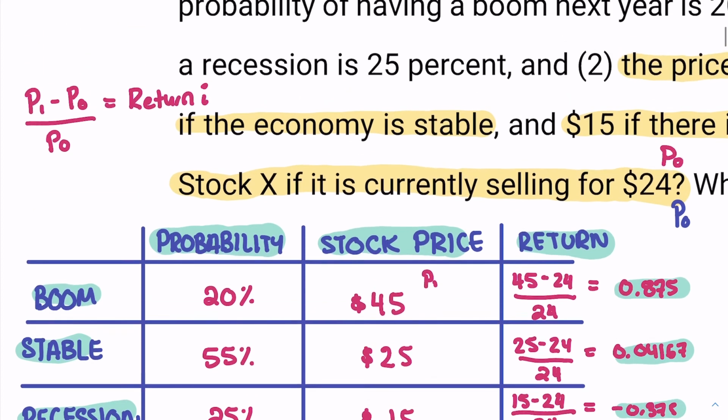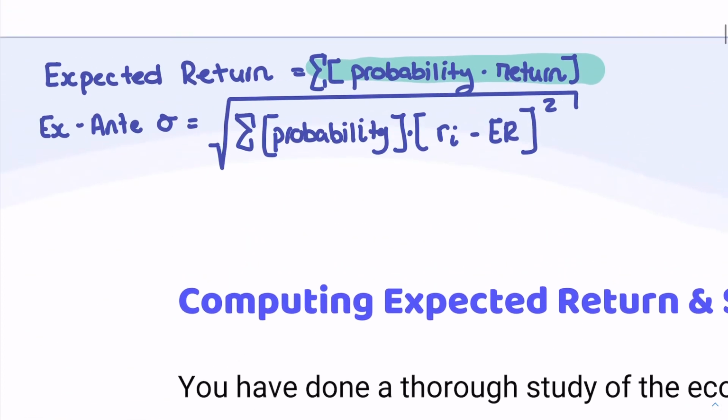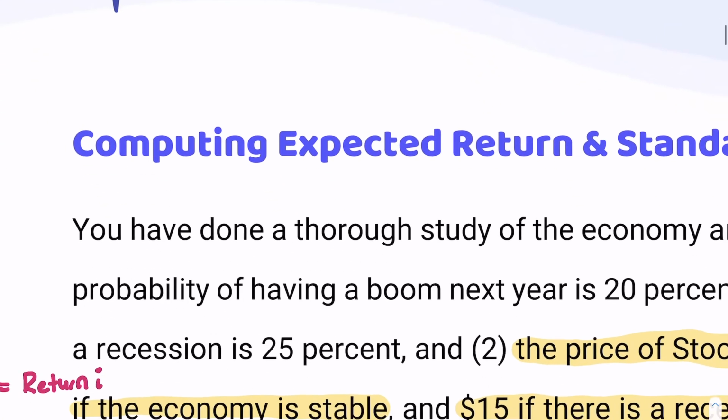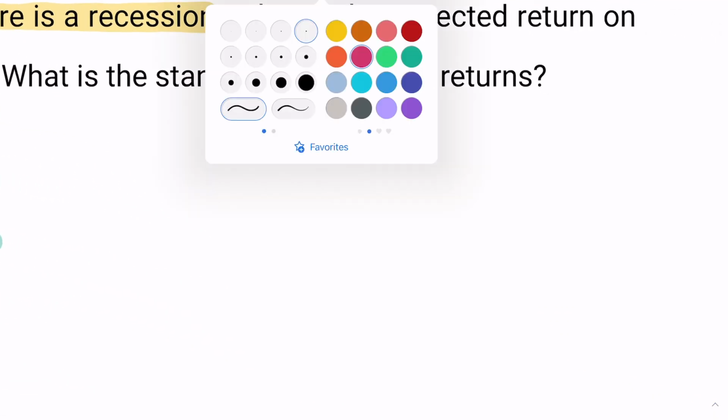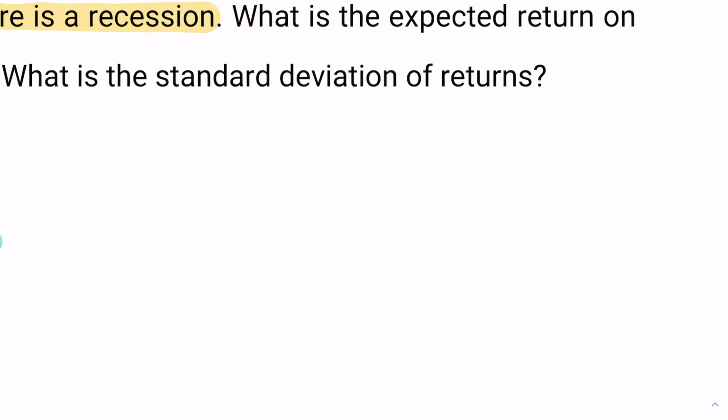So with that being said, we're going to look at our formula one more time. All you have to do is take your probability times your return minus your expected return, squared. And we're going to do that for every single one of these. You're going to see how straightforward it is. And we're going to use a different color just for the jokes of it.